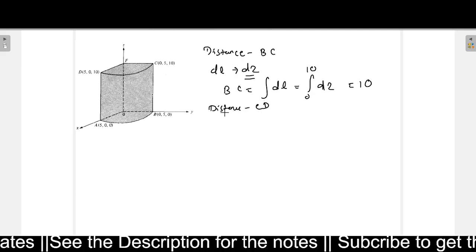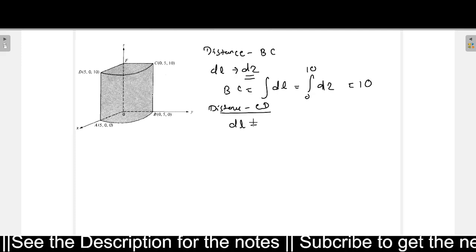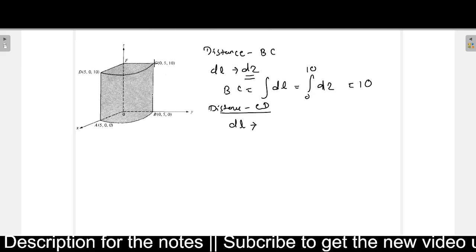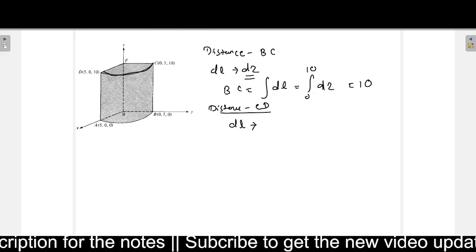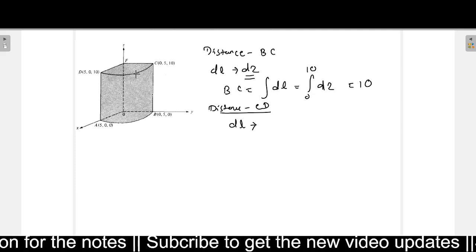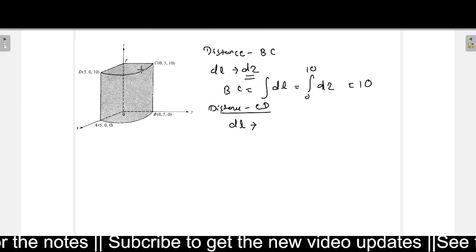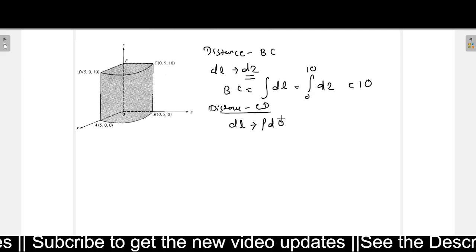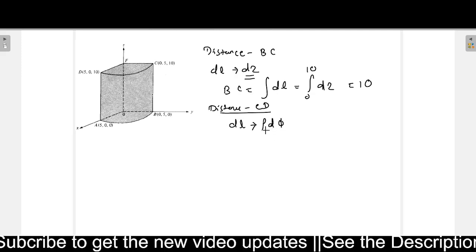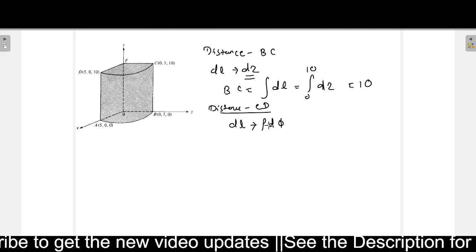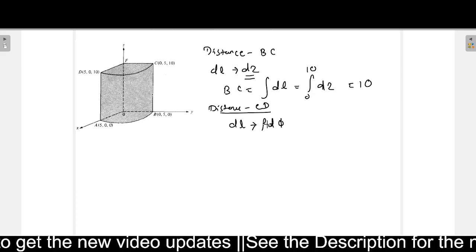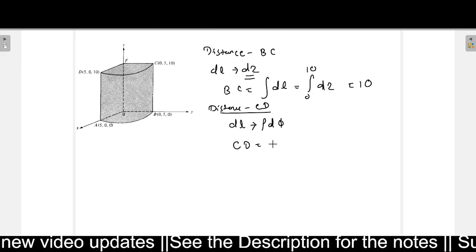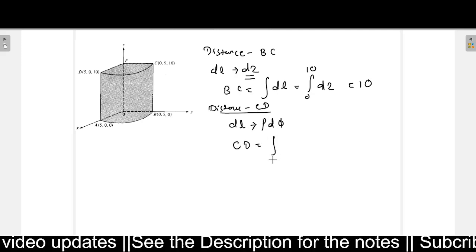Next is the distance for CD. Here also, what is dL? dL is between C and D, so the C to D distance. If you see, this distance is not a straight line, it's a curve, following an angle value. So if I take that into consideration, dL will be rho d phi. This is the concept of the cylindrical coordinate system. If you have doubt, you can post in the comments and I'll explain in some other video. Now what will be the length here? CD is equal to the integration of. What is the limit here?